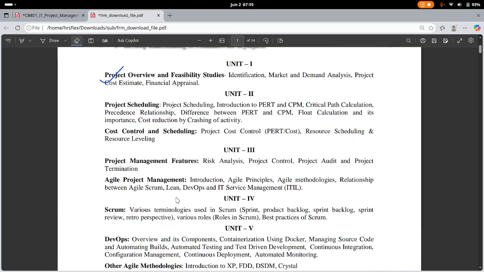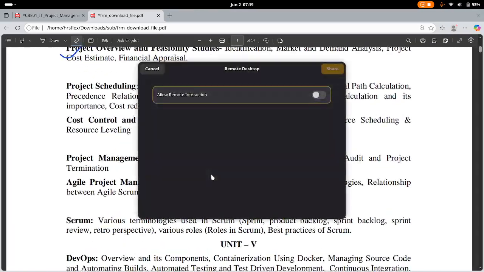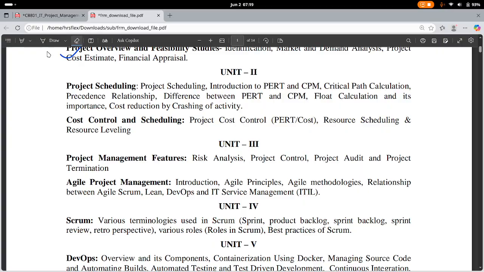So, hope you are all preparing for your examination. In the last lecture, we studied Unit 2: what is project scheduling, how to manage cost, scheduling, and everything. It was more of an introductory lecture, I would say, regarding scheduling and cost control.